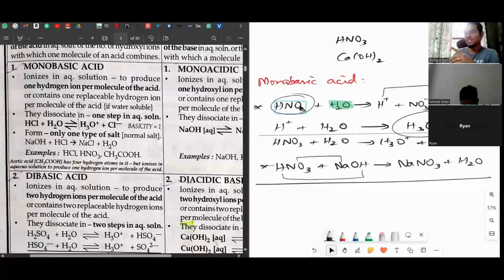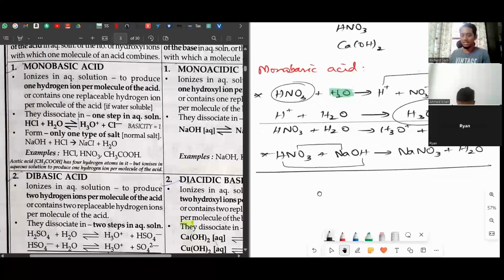Okay, so what we have seen is a monobasic acid, when it dissociates, it produces one hydrogen ion, and this whole thing happens in one step. Here we saw how a monobasic acid reacts with a base, and this hydrogen and sodium gets replaced. Sodium joins with the NO3, hydrogen joins with the OH. Okay. Now we're going to see a dibasic acid.